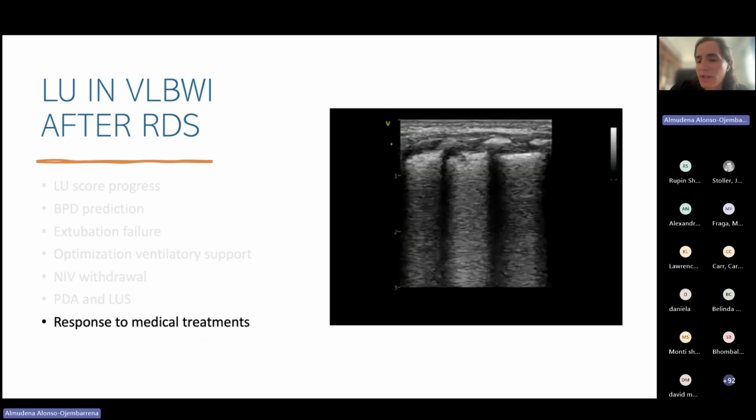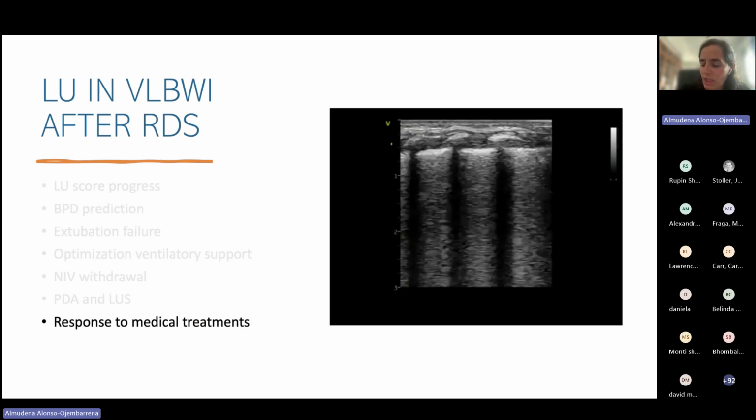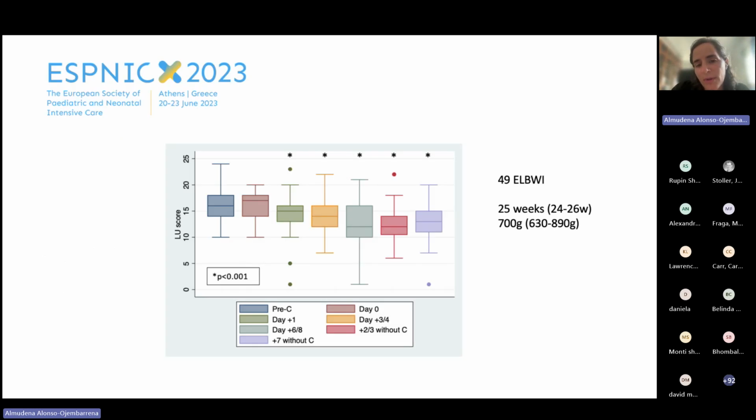And talking about response to medical treatments will be the last part of this lecture, in which I wanted to talk to you about, for example, steroids. This is a study presented last year at the EPSNIC meeting in Athens, in which data from 5 NICUs in Spain were included, infants born at a median age of 25 weeks. They were evaluated before we began treatment with steroids, the day they began treatment, 1 day after, 3 to 4 days after, 1 week after the treatment, and then at 2 moments when the babies were already without steroid treatment.